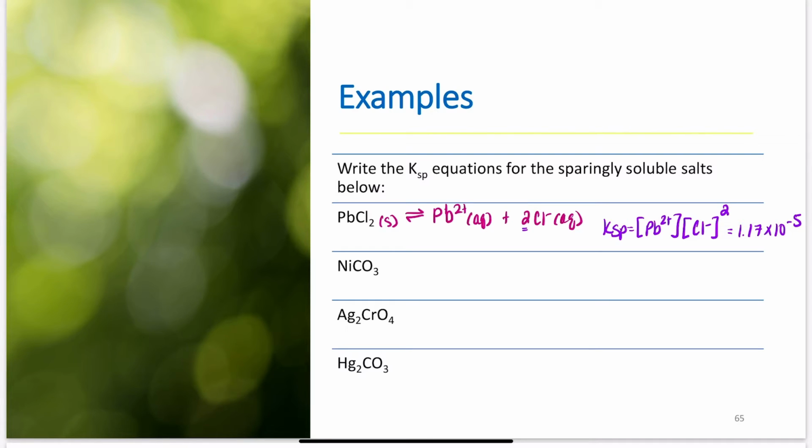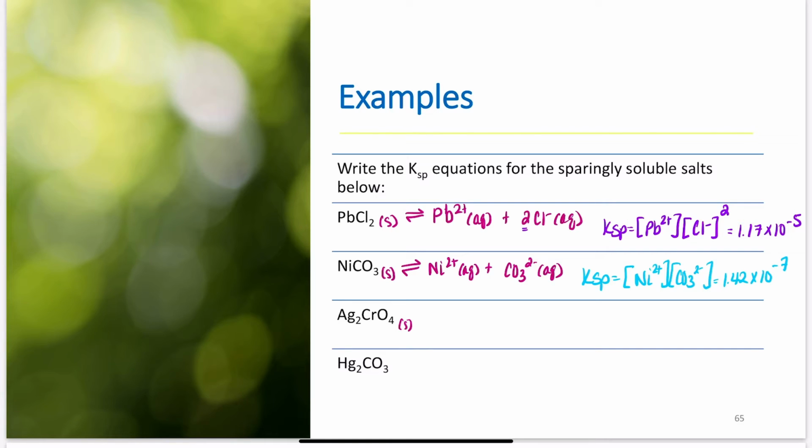Nickel carbonate, also a sparingly soluble salt, forms nickel 2+ ions and carbonate ions. Ksp here is [Ni2+] times [CO3 2-], and this is equal to 1.42 times 10 to the minus 7. Again, how do I know these values? Because I looked them up. I will give them to you when you need them on assessments.